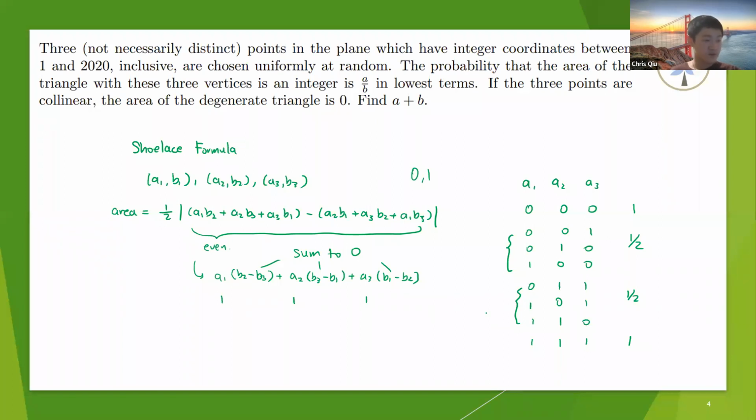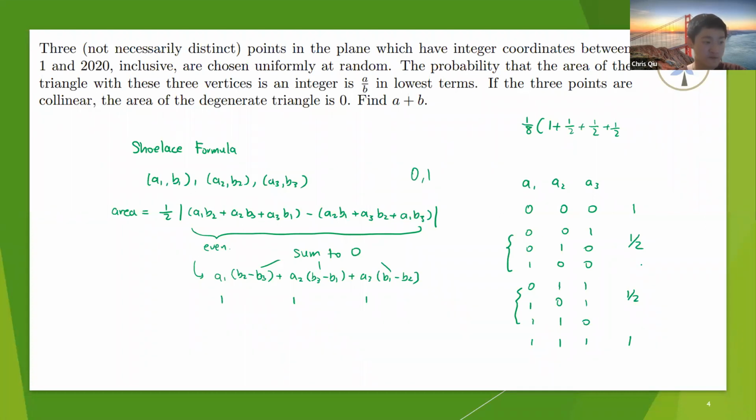So, all right, we're really close to being done. We have these 8 cases, each of which has 1/8 chance of occurring. And we can sum these up. We can sum up all of these probabilities. There's a probability of 1 that we get an integer area if we have A1, A2, A3 all being 0, or in other words, all being even.